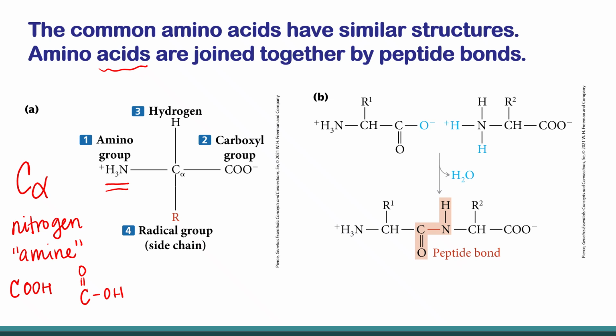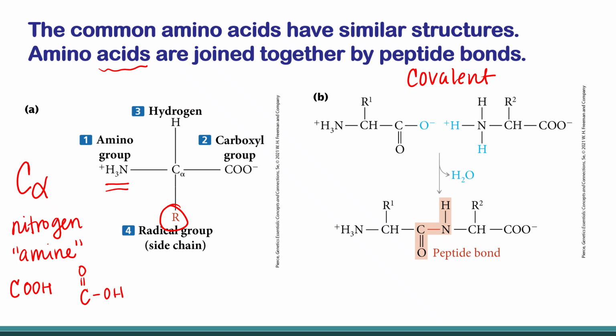Now, the part that's different for all of our amino acids is the radical group, or the R group, that is a side chain off of our amino acid base, off of that alpha carbon. And that R group is going to differ a little bit depending on which amino acid is attached. Our amino acids are going to be joined together by a peptide bond. A peptide bond is a covalent bond.